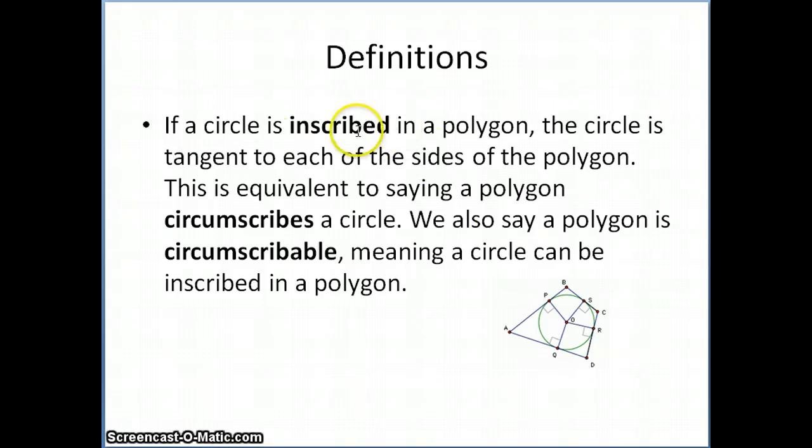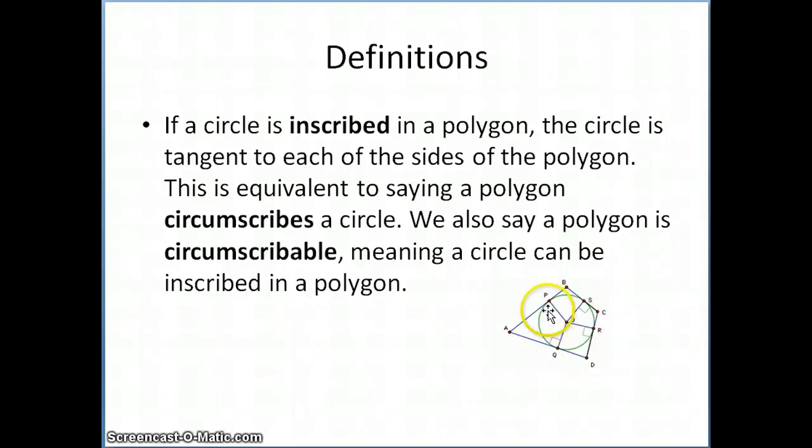If a circle is inscribed in a polygon, the circle is tangent to each of the sides of the polygon. So if we look at this picture here, the polygon can be a triangle which has 3 sides, or a quadrilateral which has 4 sides, or even a pentagon with 5 sides, and so on. In this picture, it's a quadrilateral, a polygon with 4 sides, and there's a circle inscribed in the polygon.